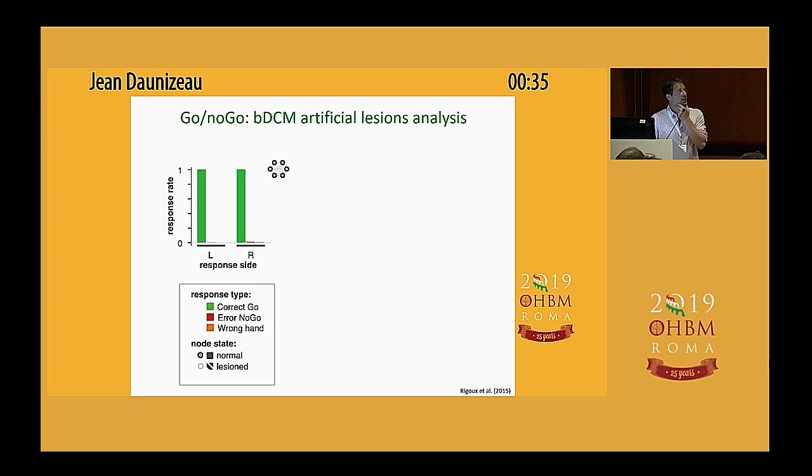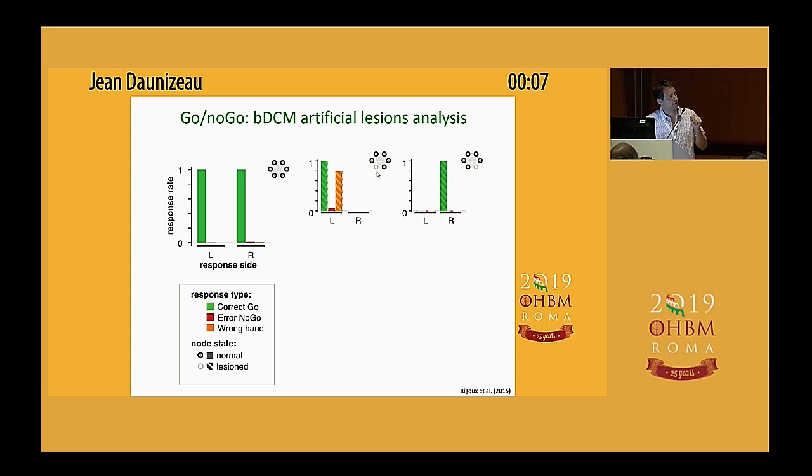But then what we did is an artificial lesion analysis. I'm going to show you plots that show the response rates on left and right hand side as I lesion the network, one region after the other. And I'm going to show you different types of mistakes. So this here is what happens when you lesion the M1 on the left side. These are right-handed people. So effectively what you see is that you erase any response on the right hand, and nothing happens on the left, that's okay. But on top of that, you also create false responses on the wrong hand.